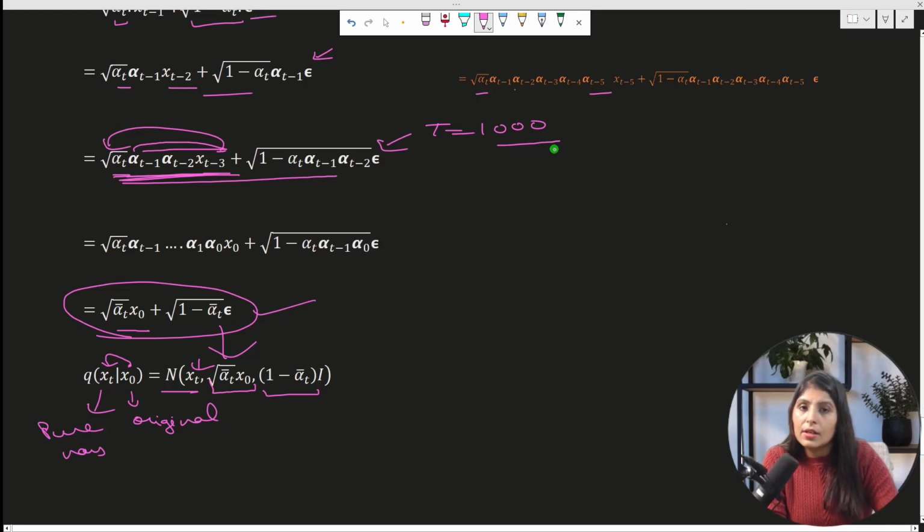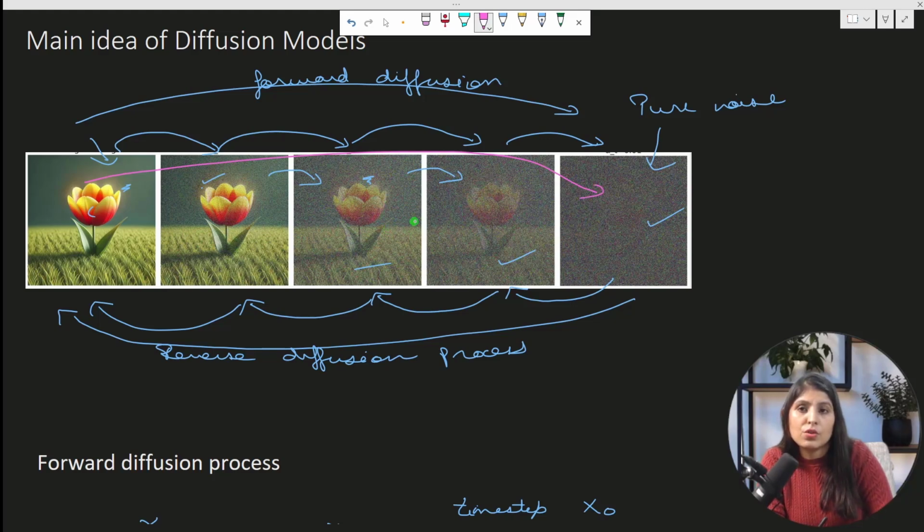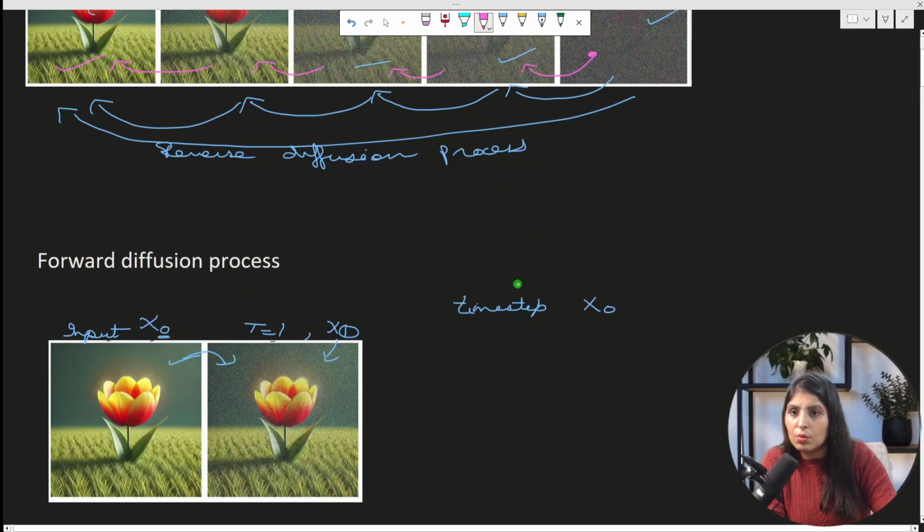Now let's understand the reverse diffusion process. So see, now we have understood this task from here to here. This is the forward diffusion process. Now reverse diffusion process means we will give this image to the model, and then step by step the model will denoise it, and it will finally give us the original image. Okay, so this part we want to understand. Now let's see how to do that.